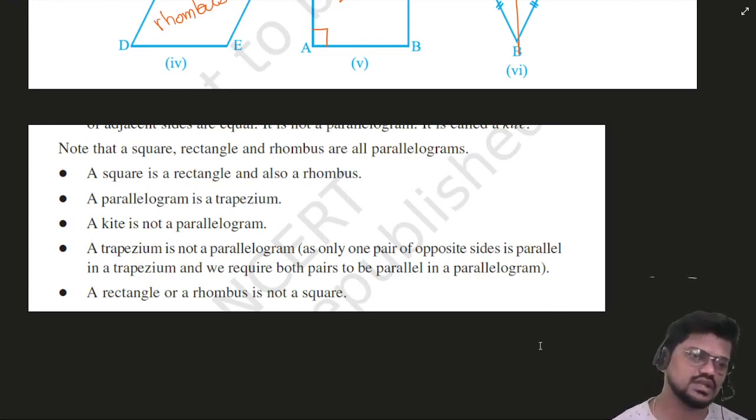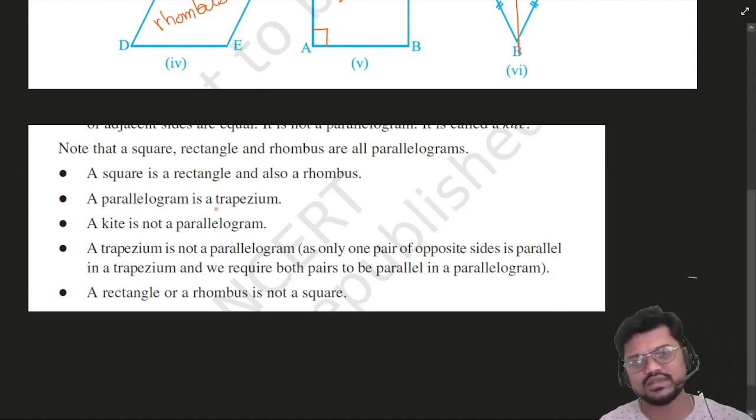To be a rhombus, what is the requirement? The requirement is that all sides should be equal, and opposite sides should be parallel. That's the only requirement, and that is there in the square also. So that's why a square can also be said to be a rhombus. But can a rhombus be said to be a square? No. Why? All angles are not 90.